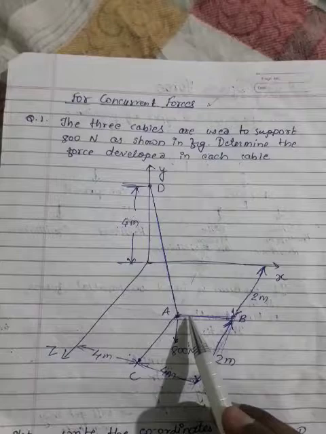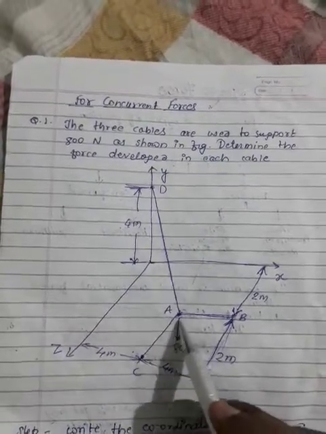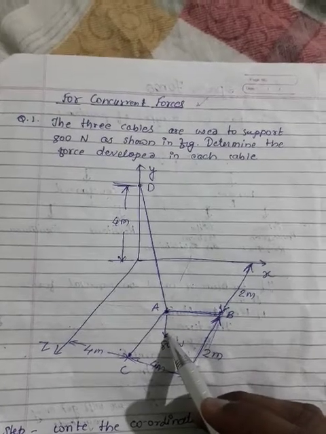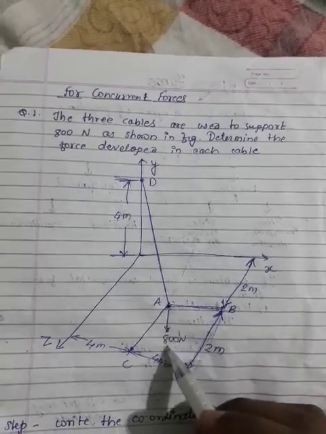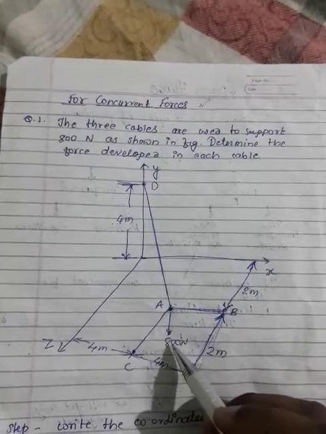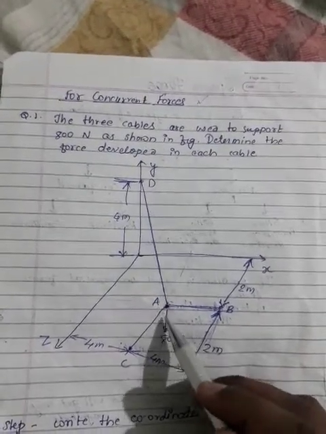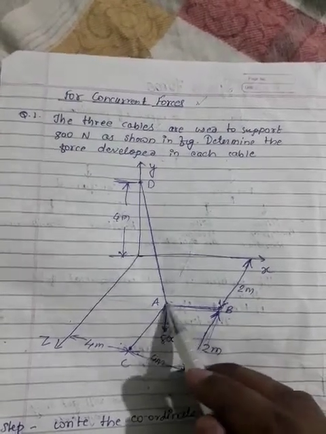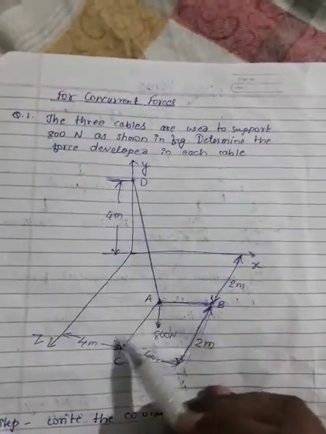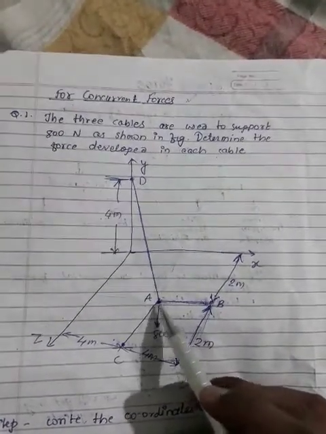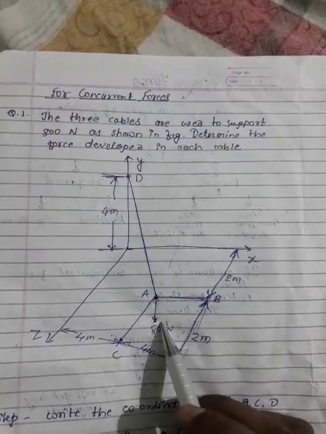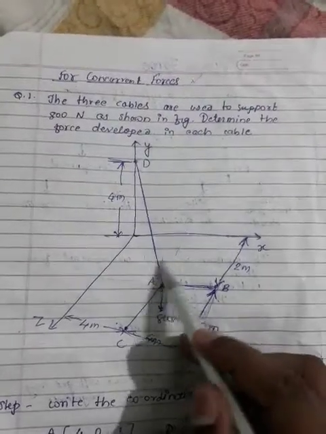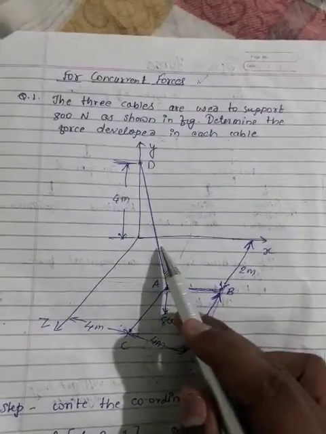In this case three cables are there, AB, AC, AD. They are connected at point A, and that point A is subjected to an 800 Newton load acting vertically downward. Because of this 800 Newton load, these three cables AB, AD and AC are in tension, and that tension value you have to calculate in this numerical. I am going to use the condition of equilibrium here to calculate the tension in the members.